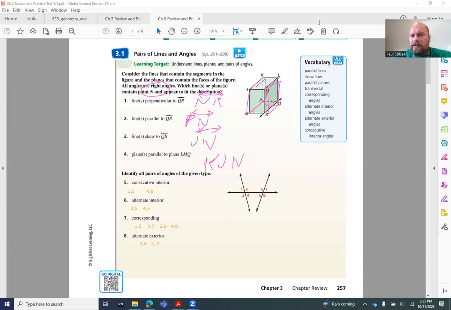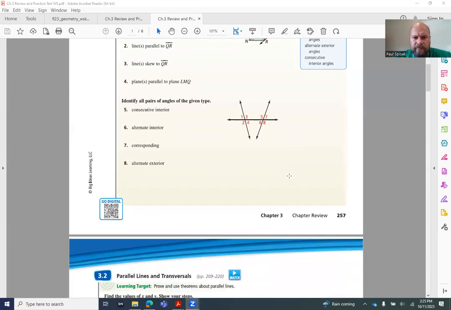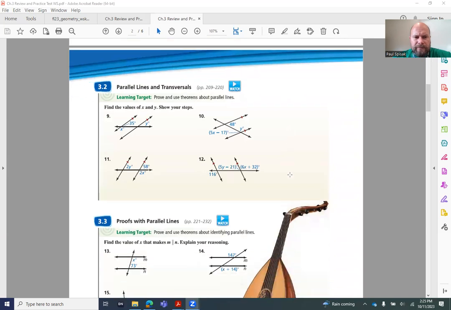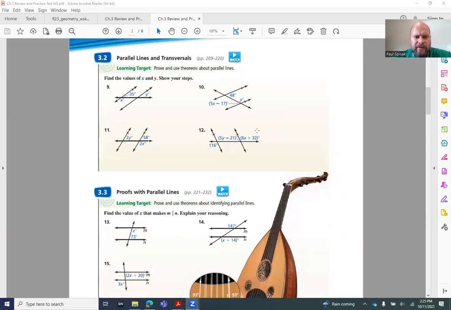All right, so that's 3.1. Let's keep going. So now we're going to go down to 3.2, Parallel lines and transversals. On this one, 35 is the only angle given to us. So we're going to use that 35 that they gave us.